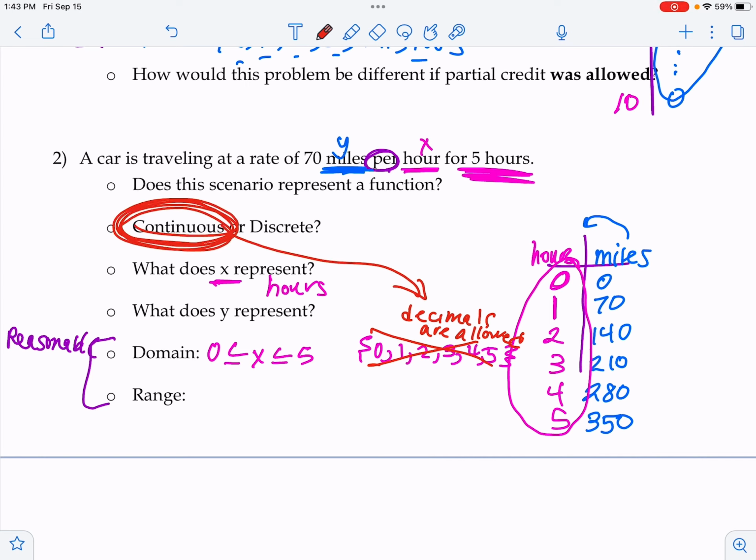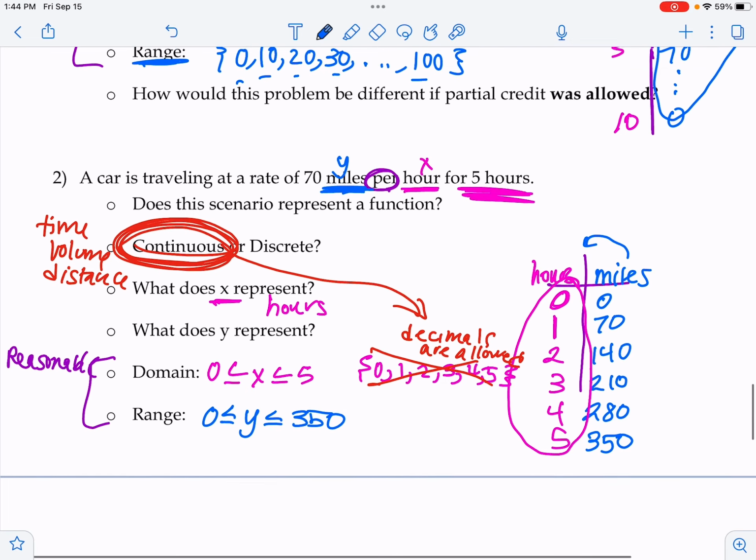Time is continuous. So anytime you're dealing with time or something like volume or distance, you don't just have whole numbers. You can have half an hour. You can have half a gallon or half a mile. You can have a quarter of a mile. You have all the values in between. And so same thing for the range. You're going to go from 0 to 350.